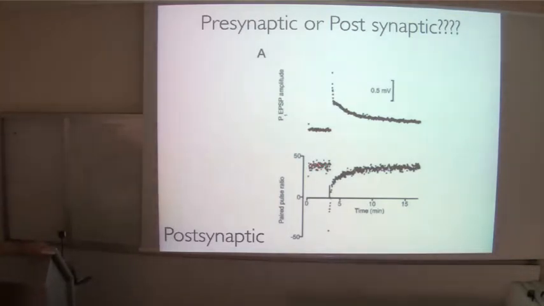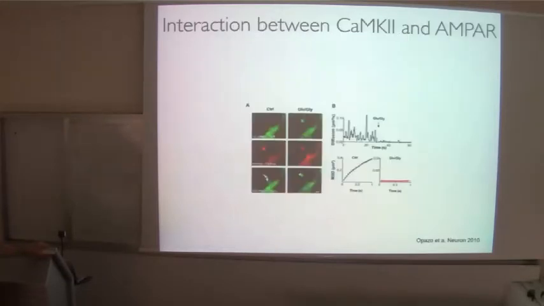For example, you can see here that during the tetanus there is a change in the pulse ratio, but afterwards there is no change. So they take this as an indication that nothing on the presynaptic cell side has changed, but the postsynaptic side has changed.